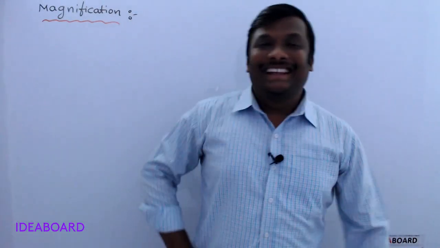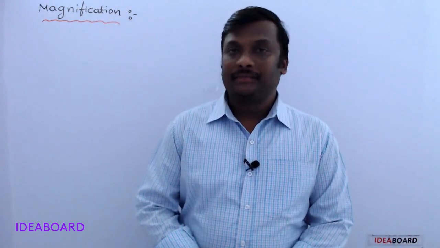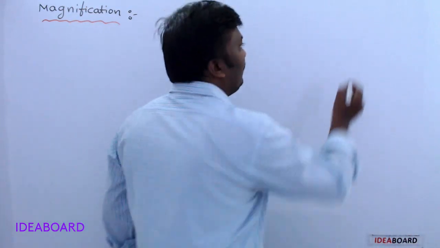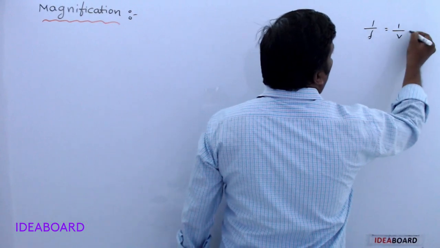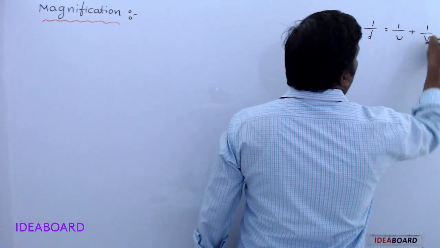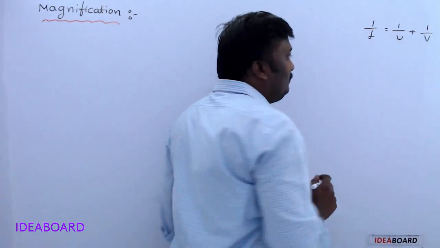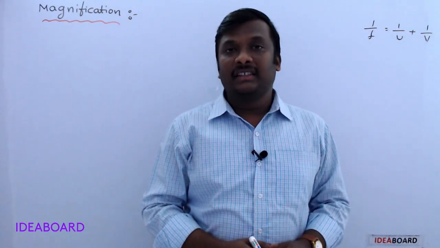Hi students, in today's section we discuss magnification. In the previous section we discussed the mirror formula, on which we got one formula: 1 by f is equal to 1 by u plus 1 by v. Here f is the focal length, u is the object distance, and v is the image distance.